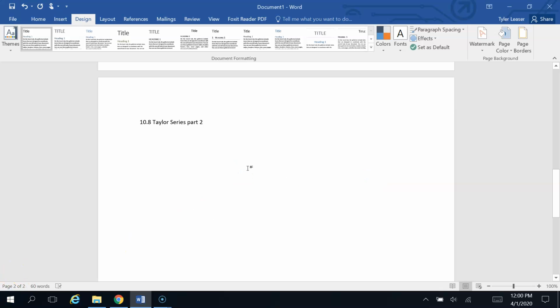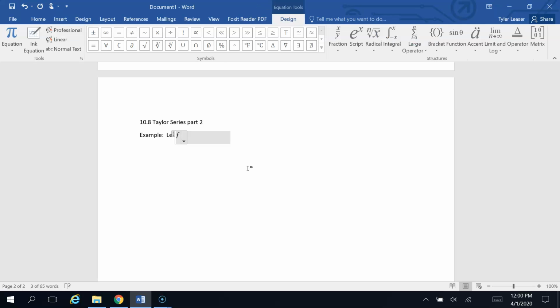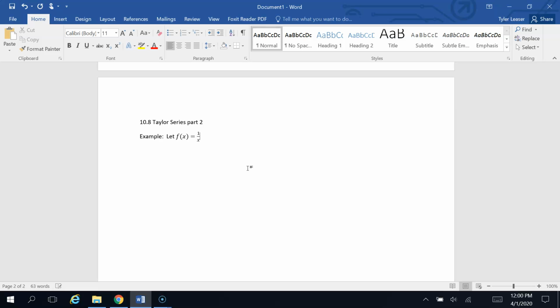All right, we're jumping into part 2 here. We're going to look at at least 2 examples. There is a third one, but I might just show it to you in the book because it's a little bit much to write out. Here's a really simple example, though. This is how your homework questions and test questions are going to look for this section with Taylor series.